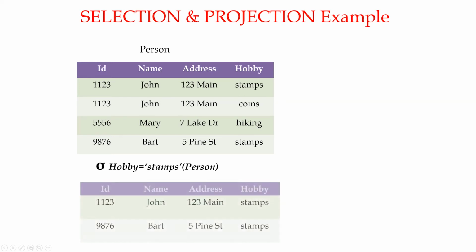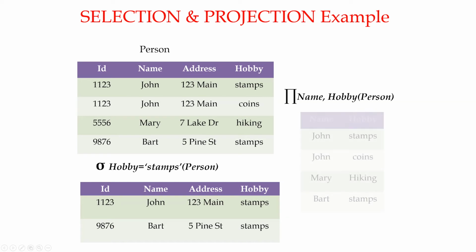On executing this query, only two entries match my given query: John with the ID 1123 and Bart with the ID 9876. So my output table consists of these. Now I want my project operation to display two attributes, name and hobby, from person. So I have given the query pi name, hobby from person. On executing this query, I am getting a table like this, displaying the two attributes.